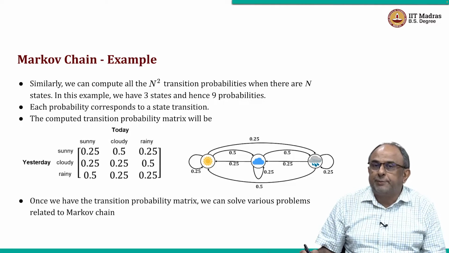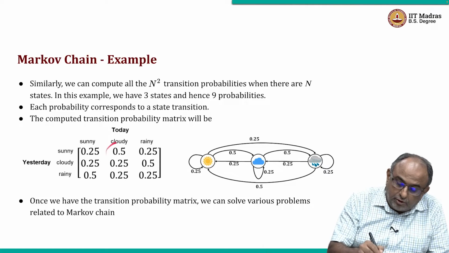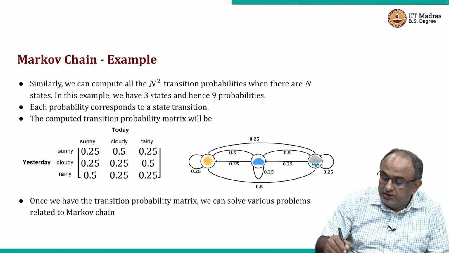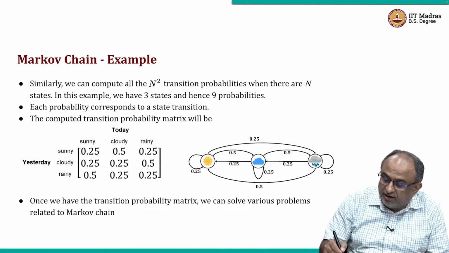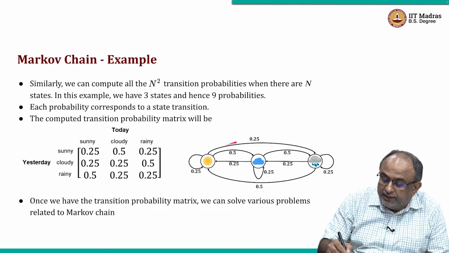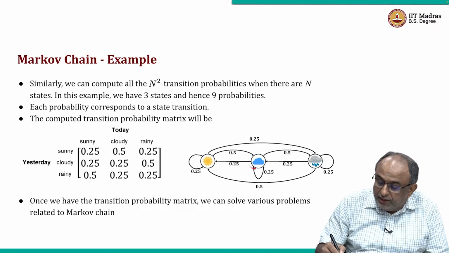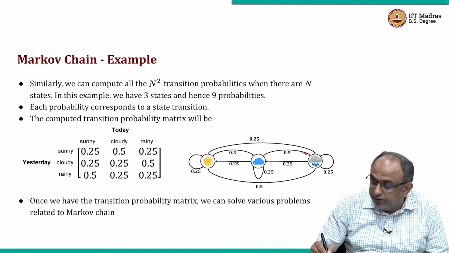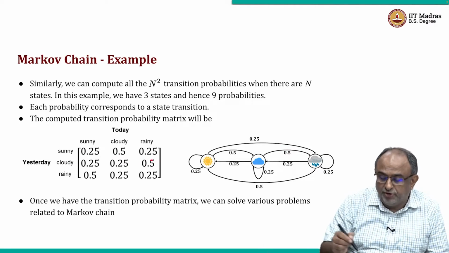So, we can represent this information either in matrix form or in the form of these diagrams, state diagrams. These are called the states: the sunny state, the cloudy state, and the rainy state. This is the probability that going from sunny one day, the next day being rainy is 0.25. Probability of being in cloudy and the next day going to rainy is 0.5.